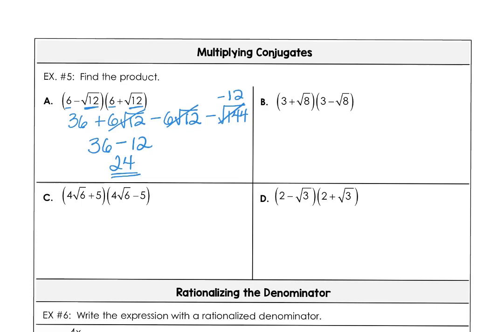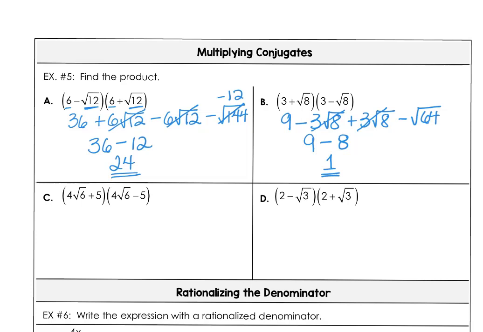On part B, 3 times 3 is 9, and then 3 radical 8 on the negative makes minus 3 radical 8. In the middle, we've got positive 3 radical 8, and then radical 8 times negative radical 8 is negative radical 64. These are gone. And 9 minus the square root of 64, which is 8, leaves us with 1.